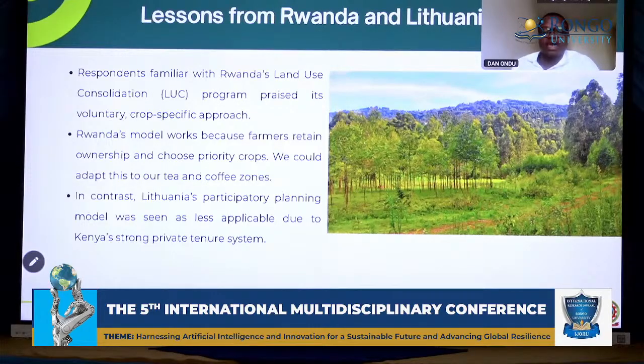And some of the crops they proposed were tea and coffee zones. Now, in my last bullet point, Lithuania's approach was seen as less applicable, and also in terms of Kenya systems that's different between the two countries. So the community were like, this is not possible, and we might not really embrace it if we follow that route.